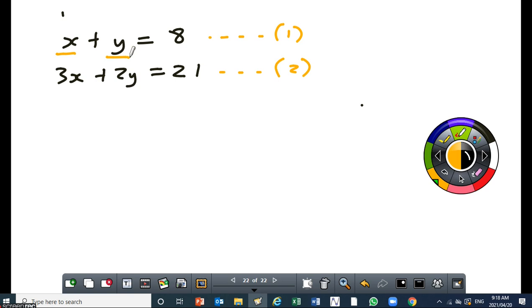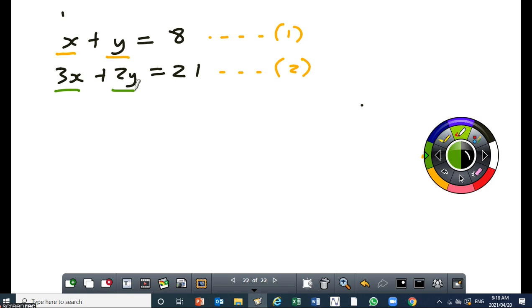In the second equation, the coefficient of x is 3. The coefficient of y is 2. That means equation 2 is more complex than equation 1, because the coefficient of both x and y is not equal to 1 in equation 2.